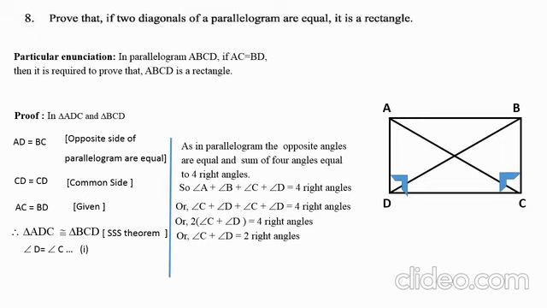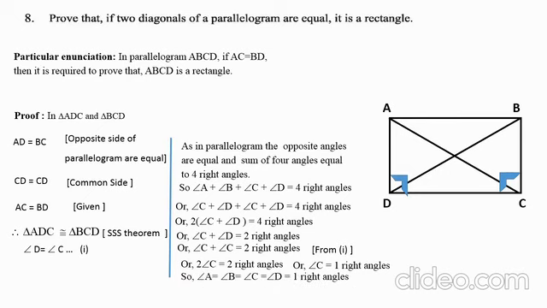Now from 1 we may replace angle D with angle C. That is, here we get 2 angle C equals 2 right angles and angle C equals 1 right angle. As we get angle C equal to 1 right angle, angle D must be equal to 1 right angle. That is, angle B is also 1 right angle. That is, angle A is also 1 right angle. So ABCD is a rectangle. Proved.